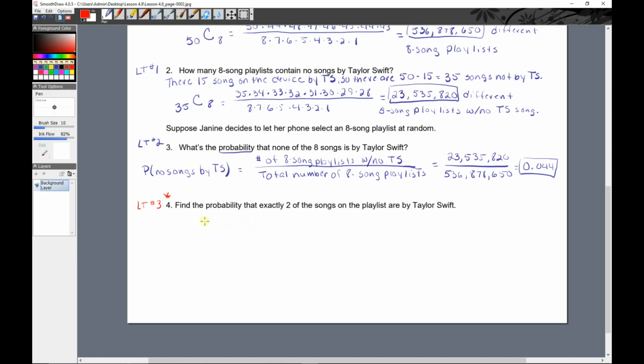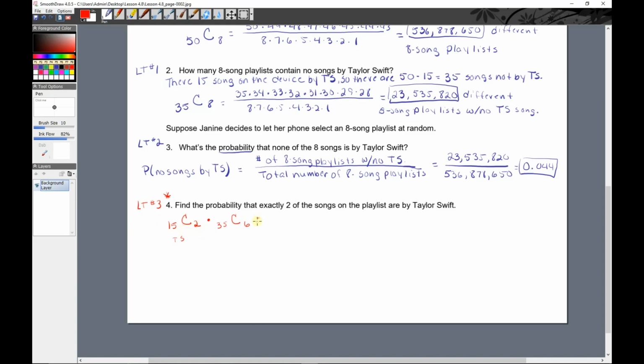All right. So if you're looking at exactly 2 of the songs by Taylor Swift, this will be 15 choices taken 2 at a time. That's for Taylor Swift. But that's not all the songs because these are an 8-song playlist. We need 6 more songs. Well, we've already grabbed 15 out of the 50, so the remainder is 35, and we want to take them 6 at a time, right? So these would be like non-Taylor Swift.